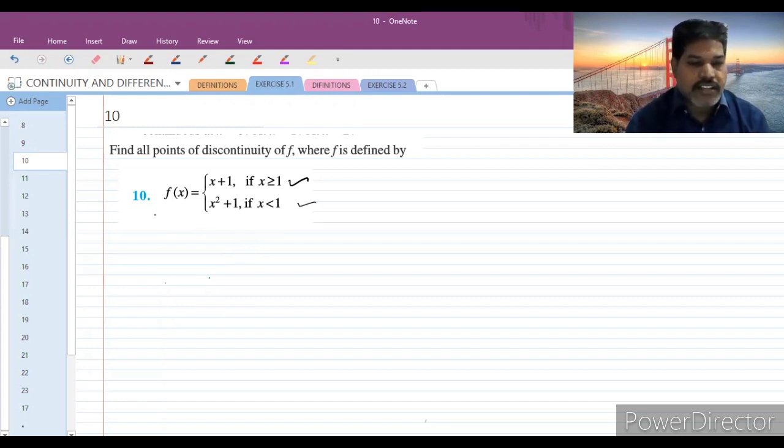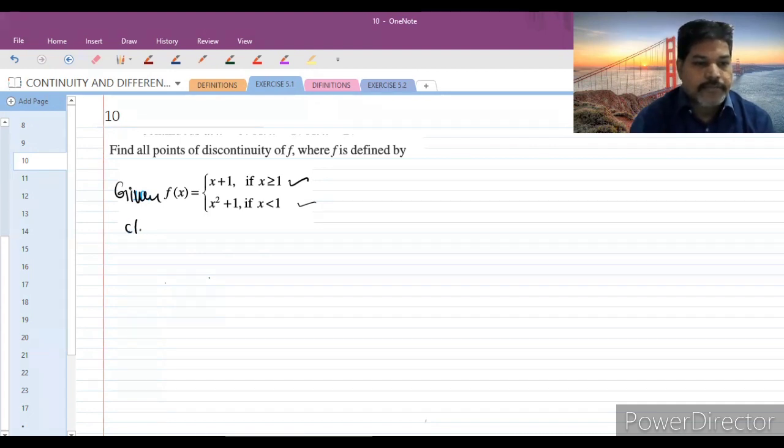First, you have to understand that clearly. The given function is f of x equal to x plus 1 if x is greater than or equal to 1, and f of x equal to x square plus 1 if x is less than 1. So clearly the function is defined for all real numbers.